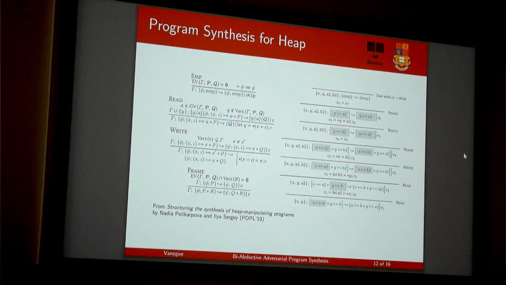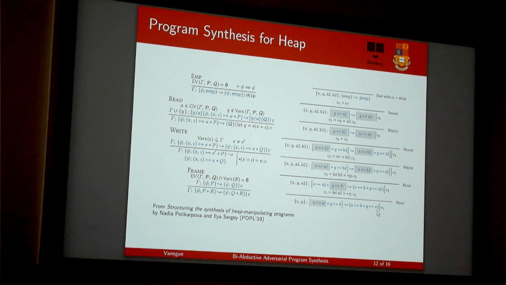You have a bunch of rules, and the interesting rule here is the empty rule at the top, where you want to be able to finish by this empty rule. On the right-hand side, the synthesis proof, they work bottom-up, where you start with the desired specification. You're saying, for example, I have x points to value A and y points to value B, and I want to get x points to value B and y points to value A. So I want to swap the two.